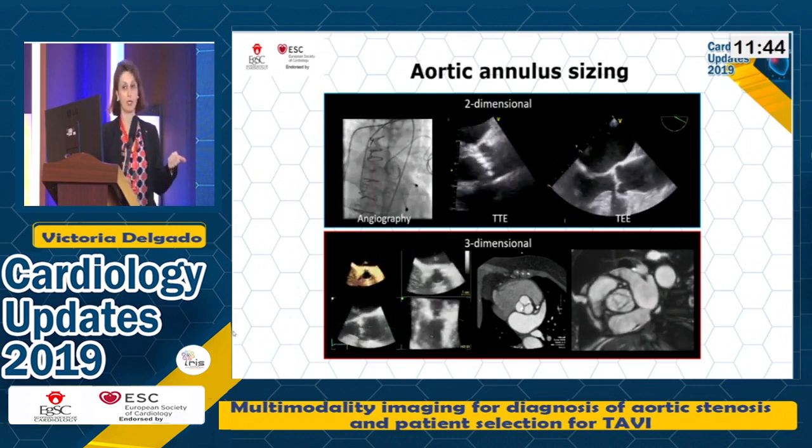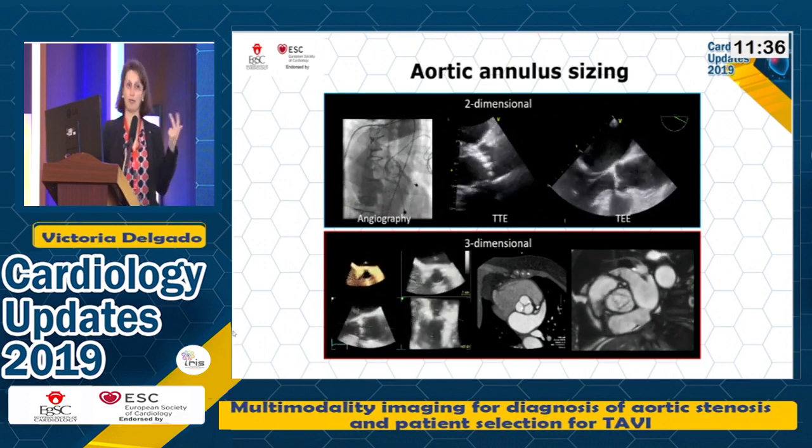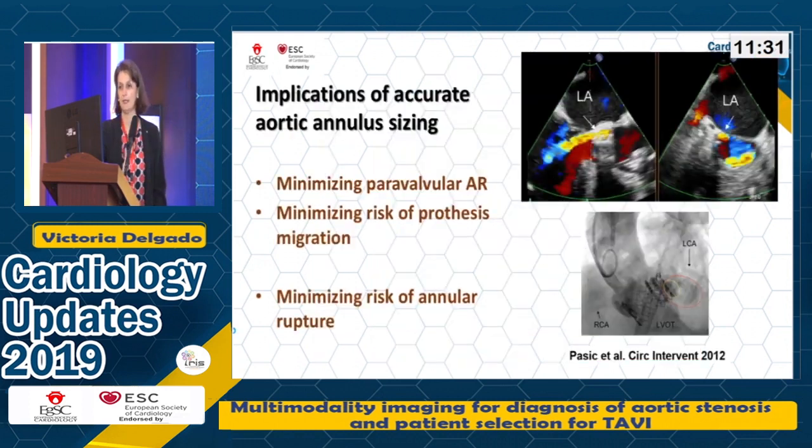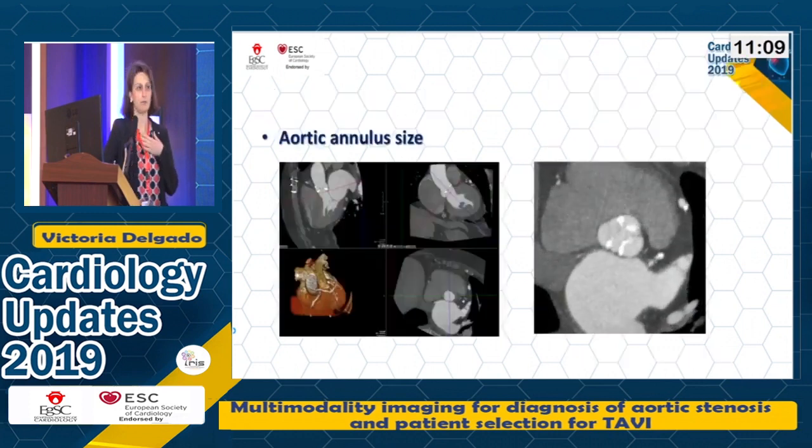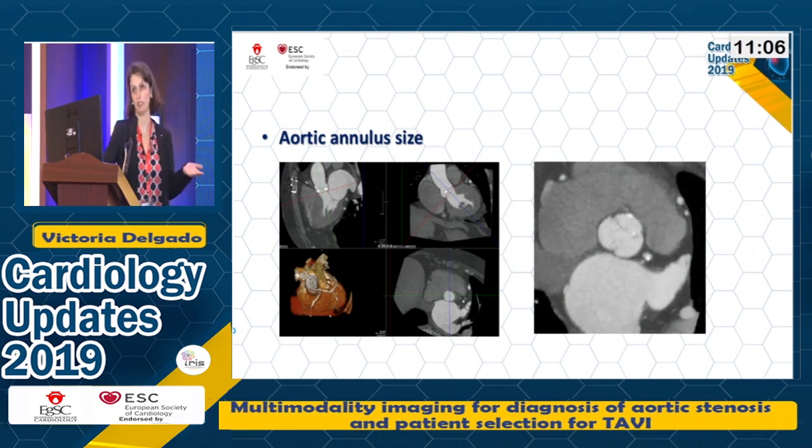Either transesophageal echocardiography, three-dimensional, CT, which is the easiest and probably the most available, and CMR, which is a little bit more complicated sometimes, but depends on the facilities of each center. What are the implications of an accurate aortic annulus sizing? We need to minimize the risk of paravalvular leak. We need to minimize the risk of prosthesis migration if we select a very small prosthesis, and we need to minimize the risk of annular rupture if we select a very large prosthesis. And for that, as I said, probably CT is the most frequently used imaging technique.